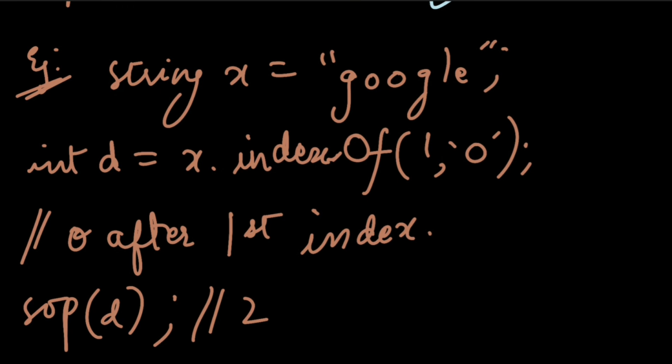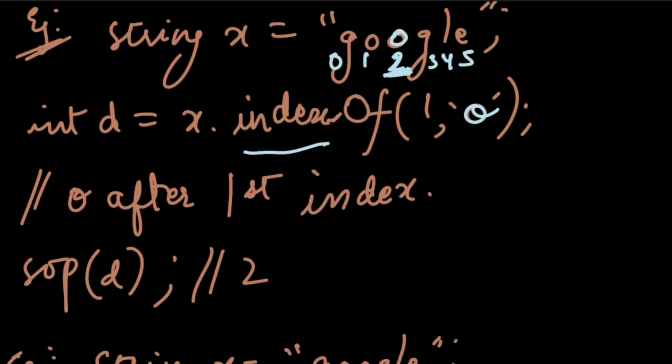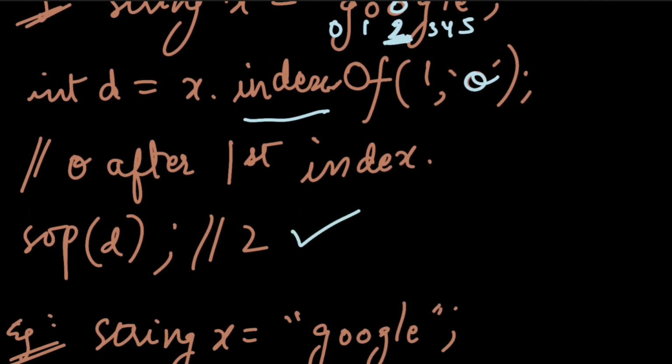Another example, I take Google as my string here, and I have written indexOf(1, O). This is O. Now O after the first index will be returned here. So after the first index, 0, 1, 2, 3, 4, 5. After the first index, the second index, we have O over here. So yes, an O is found here at the second index. So 2 will be returned.